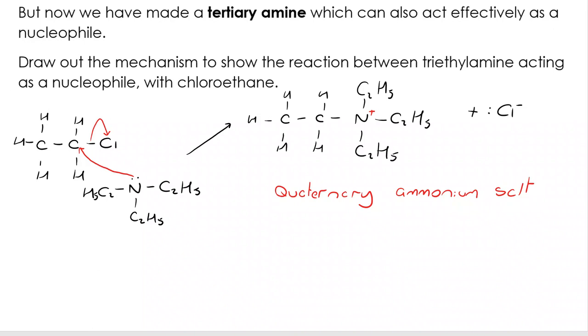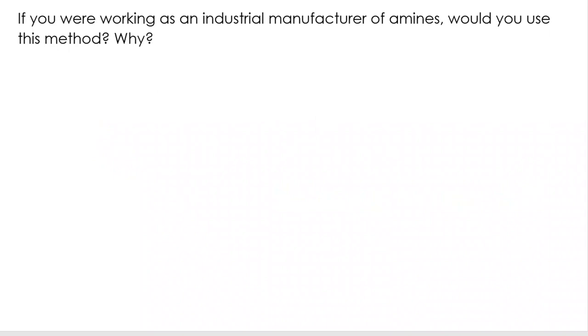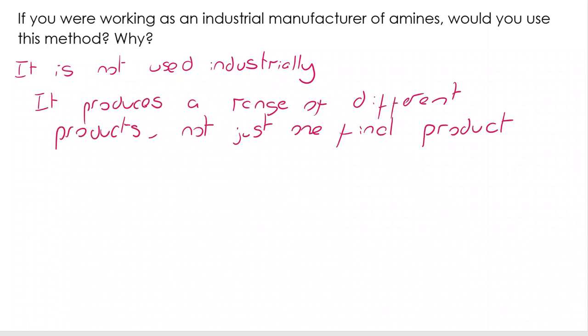Doesn't go any further. So now we need to think a little bit more about the chemistry that we can learn from that. First of all, let's imagine that you were making amines. Would you use the method of nucleophilic substitution or not? Why would you make that choice? So the reality is it is not used industrially. The reason it's not used industrially is you actually get a range of different products. You don't get one final product at the end of this. You might get some primary, secondary and tertiary amines and quaternary ammonium salts.